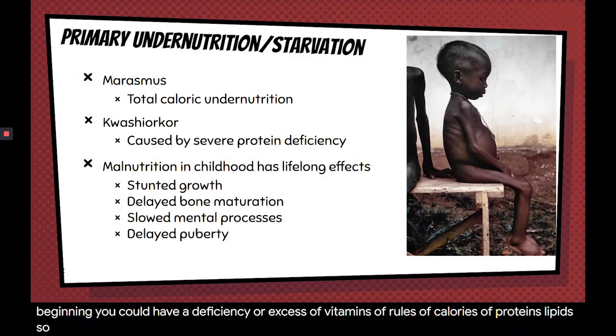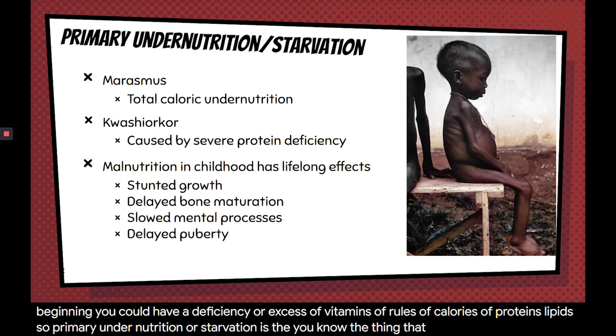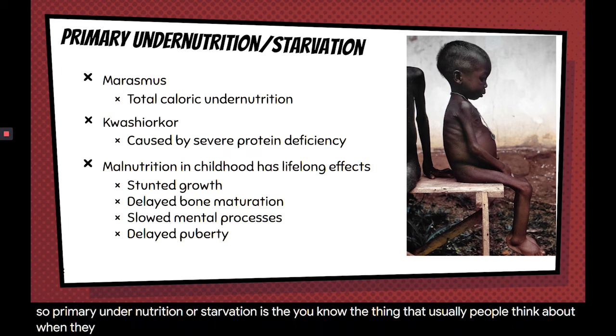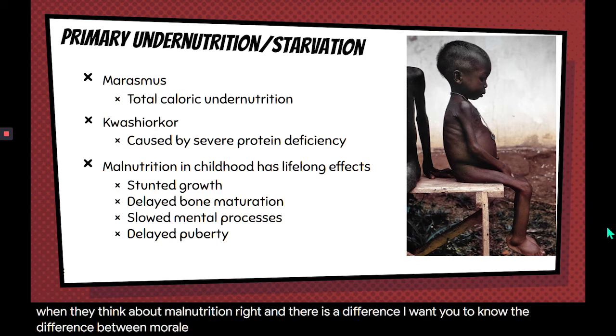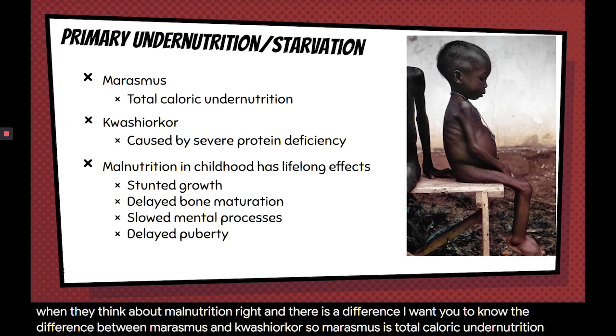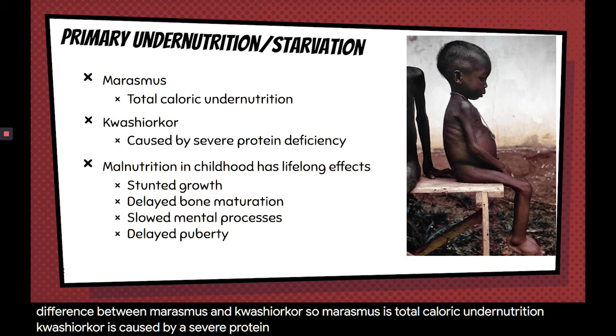So primary undernutrition or starvation is the thing that usually people think about when they think about malnutrition, right? And there is a difference. I want you to know the difference between marasmus and kwashiorkor. So marasmus is total caloric undernutrition. Kwashiorkor is caused by a severe protein deficiency.